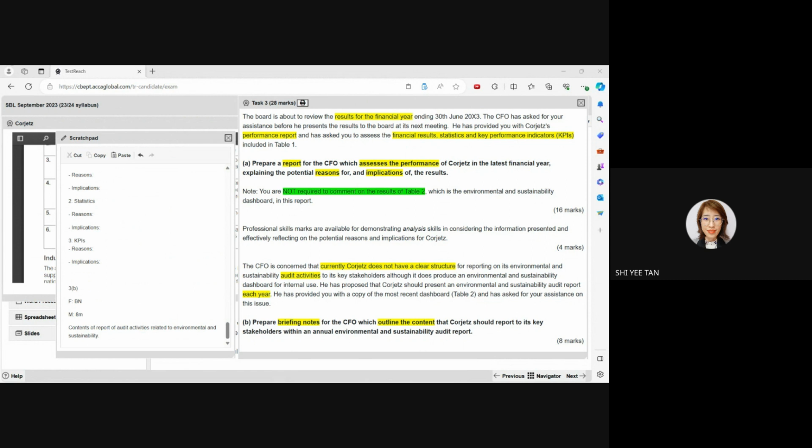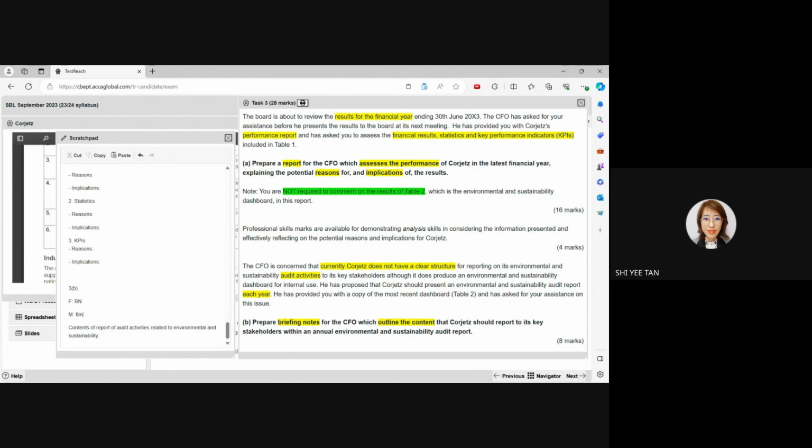The third one is where I want to report about environment and sustainability. What are the contents? That is more towards your effort. So it's totally different. Need to be careful what you need to report. I need to be very, very careful. Okay, so that is task number 3.